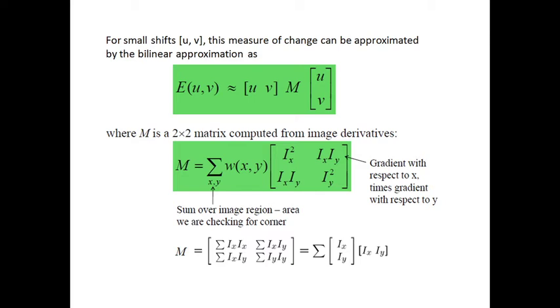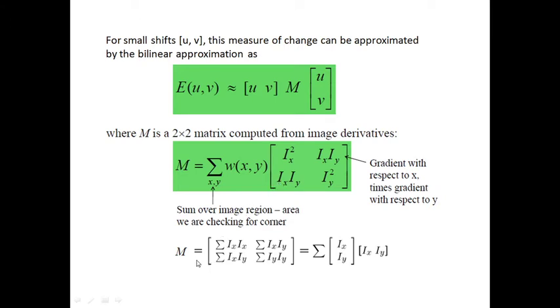Right. Okay. So w of x comma y, we know that it is a window function, so it is computing a weighted sum, right? So sum over image region, the area we are checking for a corner. Okay, and this is gradient with respect to x times gradient with respect to y, Ix Iy. Okay, so in this manner we can rewrite the equation.